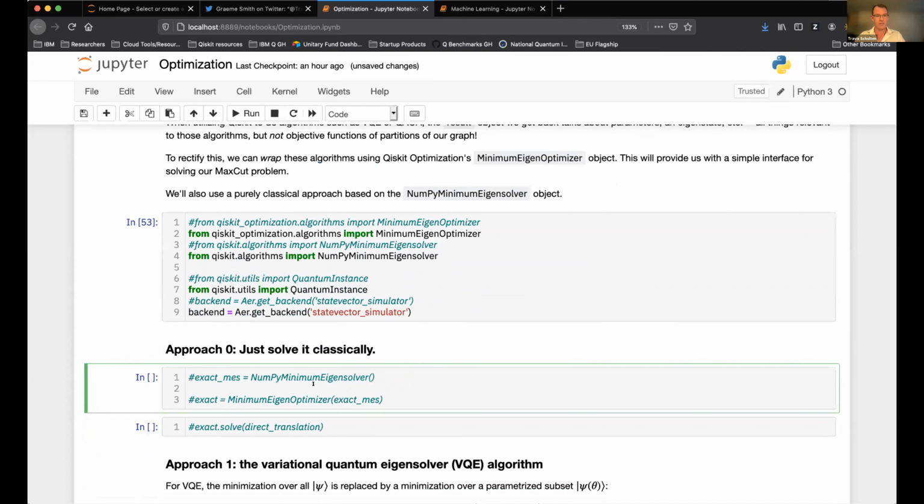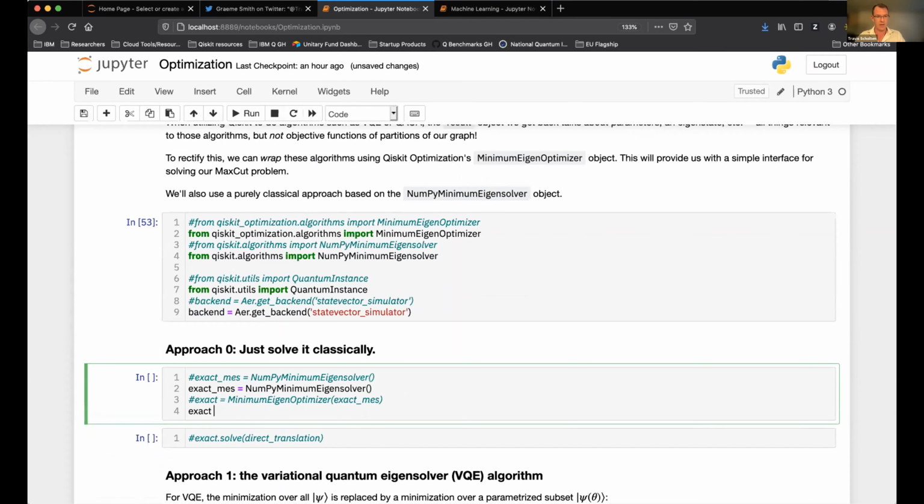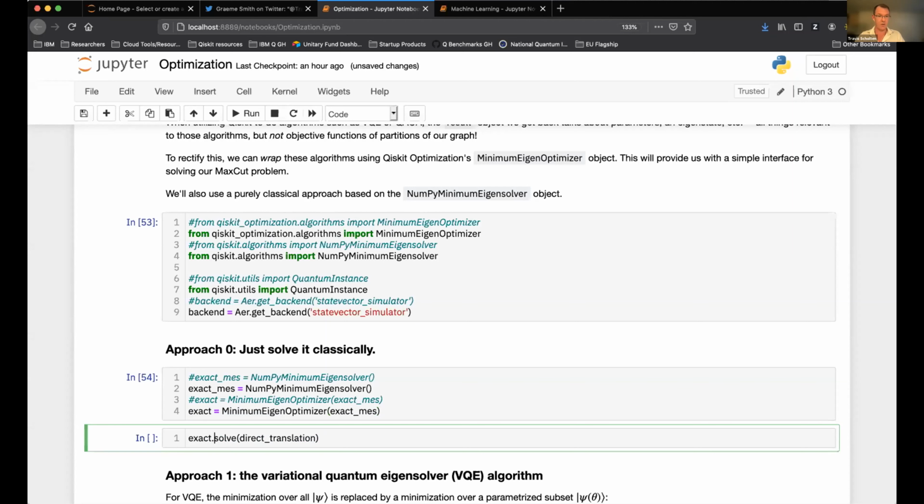All right. So as I said, what we have to do is wrap these eigensolver objects. So we'll instantiate the exact object as an instantiation of that eigensolver, and then we wrap it using the MinimumEigenOptimizer object. Now, the beauty of this is that this object knows that it is using this NumPy solver to try and minimize the energy. And what I can do is use the solve method, pass in the QUBO that I'm trying to solve, and just solve it.